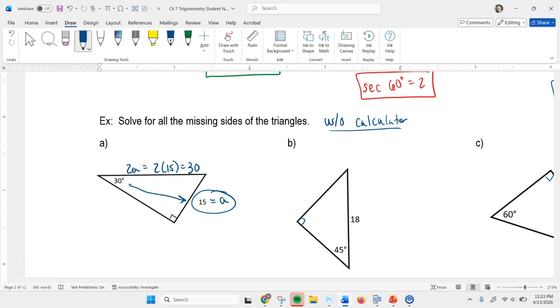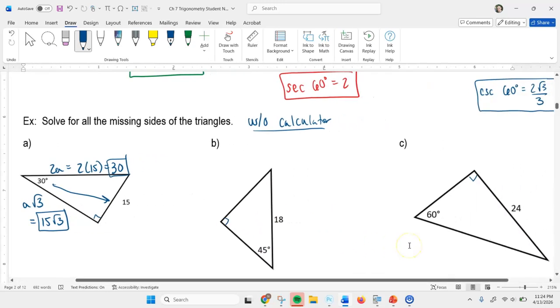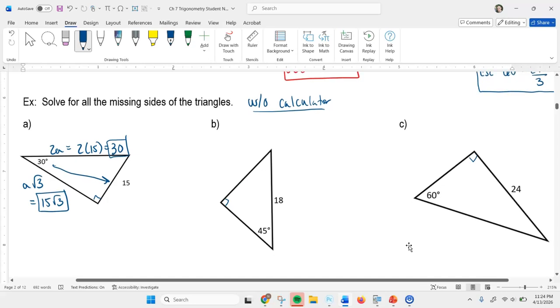So remember the side length over here, the long leg, is a times the square root of 3. And we just said a is 15. So that would be 15 root 3. There's nothing we can do to simplify that. So those would be our other two sides. Let's do the same thing with this one. Now this is our equilateral triangle.